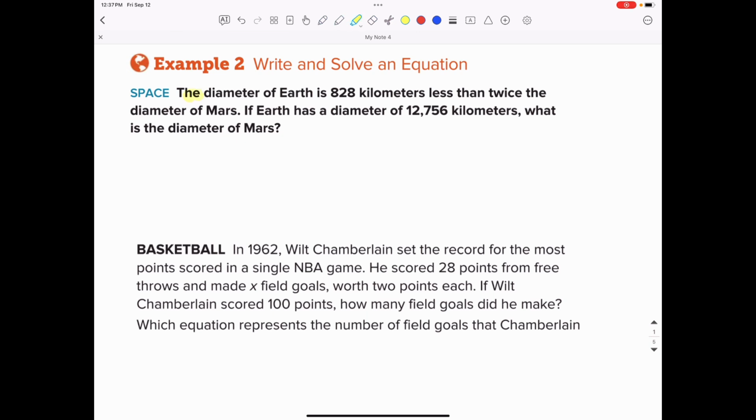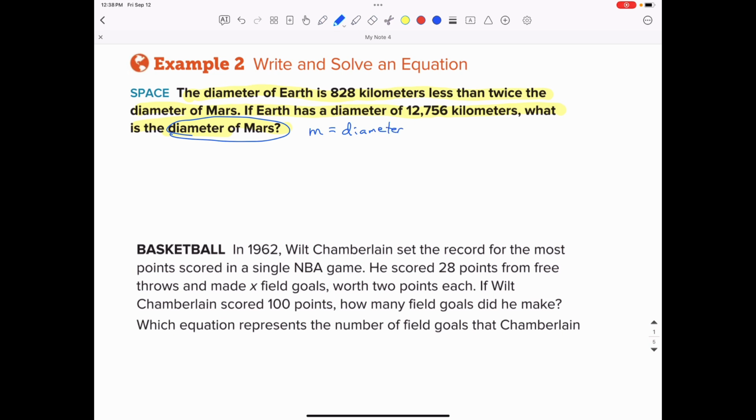This one says the diameter of Earth is 828 kilometers less than twice the diameter of Mars. If Earth has a diameter of 12,756 kilometers, what is the diameter of Mars? So the question we are being asked is, what is the diameter of Mars? We're going to find the diameter of Mars. So since we're trying to figure out the diameter of Mars, that really should be our variable. So I'm going to use the variable m. You can use x or j or basically any letter you want, but m makes the most sense to me for Mars. M is going to be the diameter of Mars.